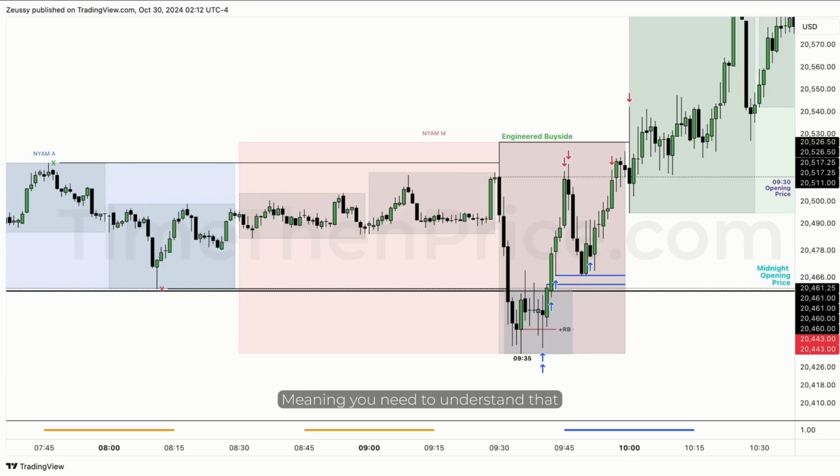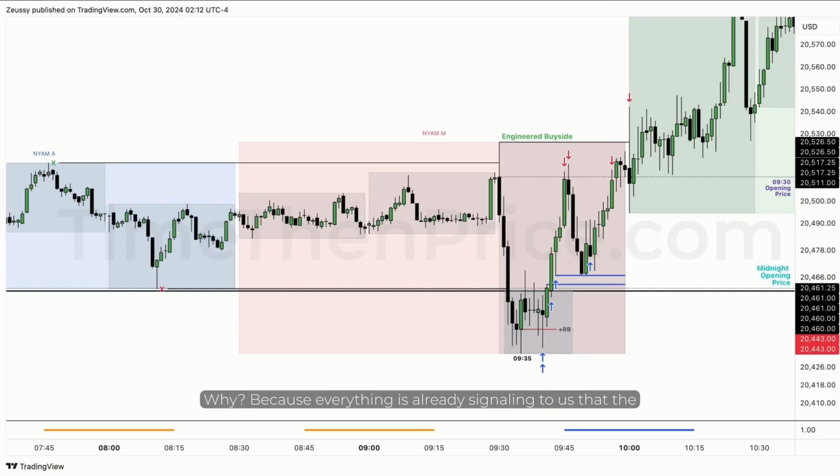Meaning, you need to understand that the PD arrays that ICT has created, there's a sequence to them. If you pay attention to them from low to high if bullish, you will see the sequence in the formation of the arrays. And that is something that not many people understand. However, that is why this is a bullish rejection block, because the time was right for the market to form a low at 9:35 a.m. And from that moment in time, we can anticipate that higher prices will take place.